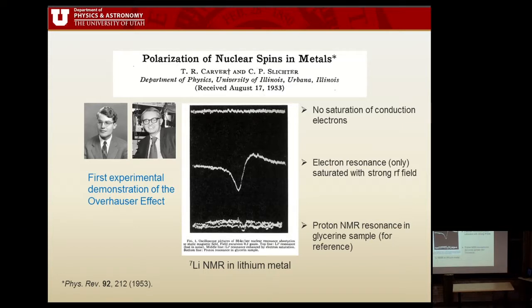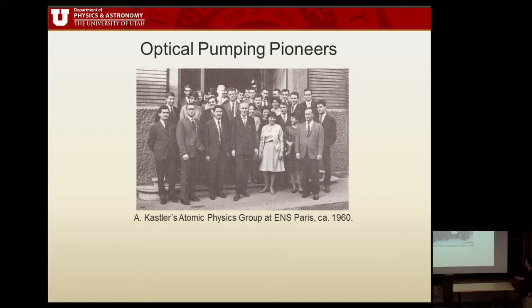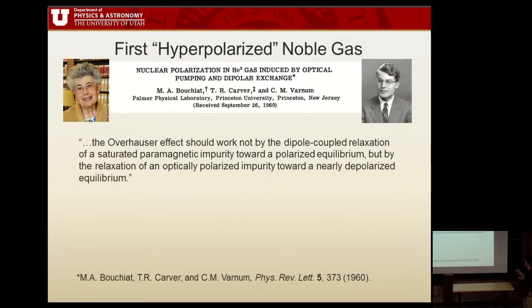Anyway, the reason I'm bringing all this up is that these pioneers, these optical pumping pioneers, one of them, who I've circled here, this is Marie-Anne Bouchiat. She actually traveled to Princeton in 1958, and we're pretty sure she was the first female scientist ever to work at Princeton. And she worked for Carver. And Carver was fresh off his stint with Slichter, thinking a lot about the Overhauser effect. And these are the first guys that produced something called hyperpolarized noble gas.